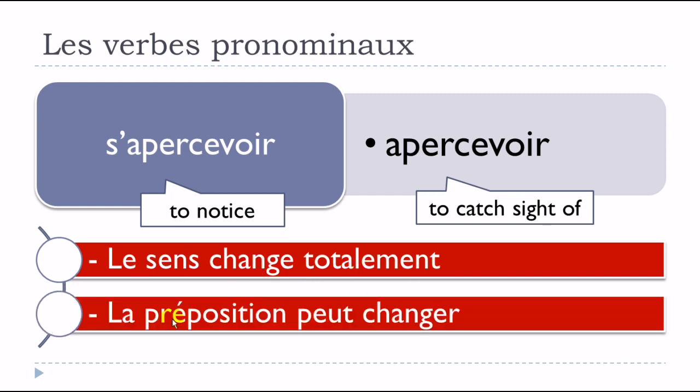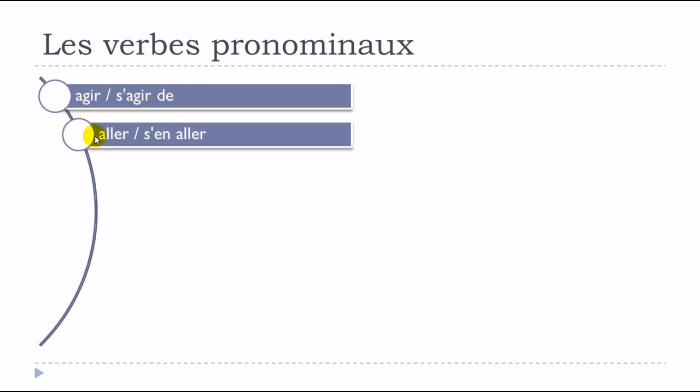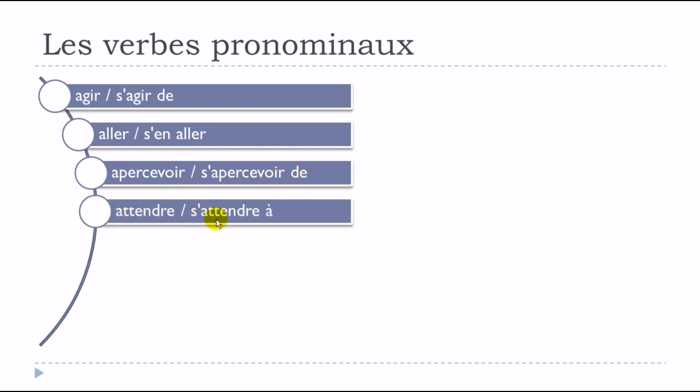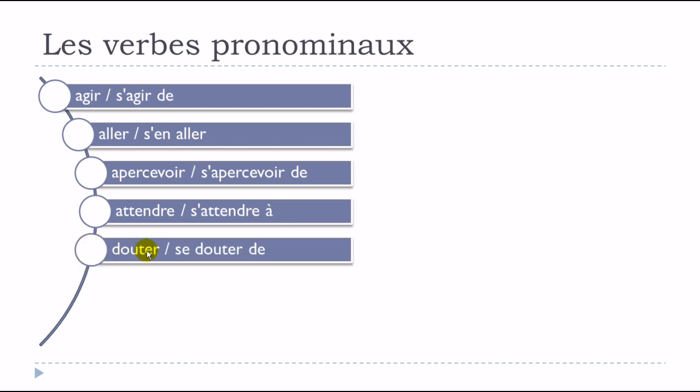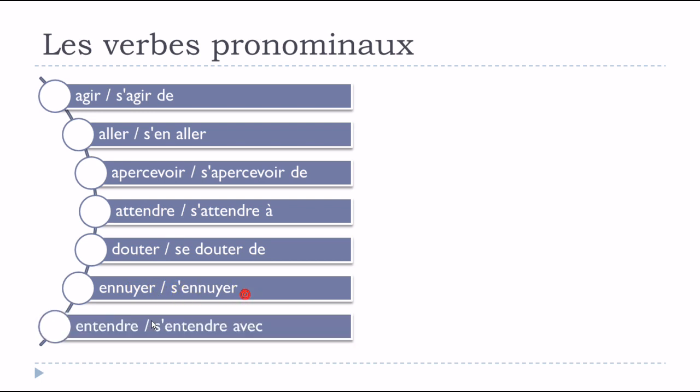Okay, and then la préposition peut changer, not in that case, but the preposition might change when you put that whether in the pronominal or non-pronominal form. Okay, so we'll see a few verbs now. Agir, s'agir de. Aller, s'en aller, apercevoir, s'apercevoir de, attendre, s'attendre à, douter, se douter de, ennuyer, s'ennuyer, entendre, s'entendre avec.